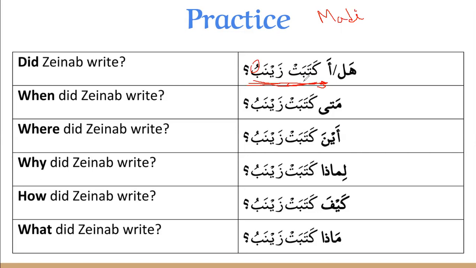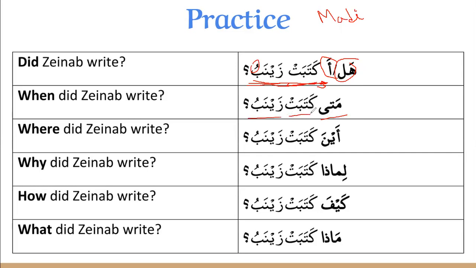Zainab wrote actually. So if we add al or a at the beginning, it will mean did Zainab write? Okay, because it's past, so we don't change it to present, so we are adding did. Okay, did Zainab write? You understand? Mata means when. So see, the sentence structure is same.